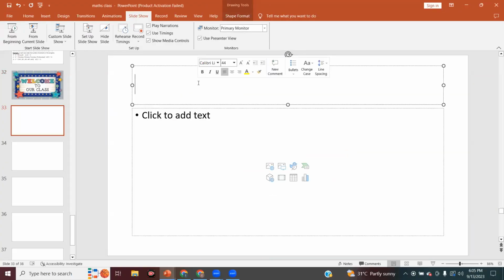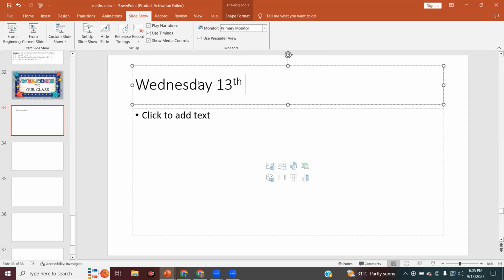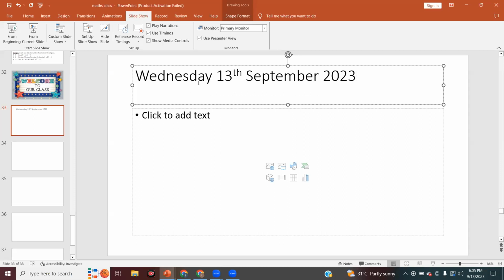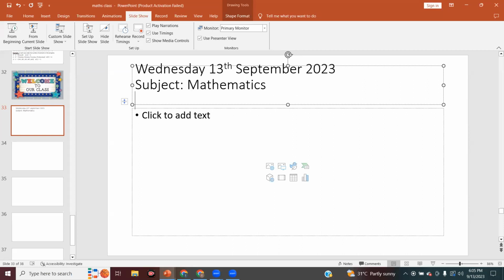Today is Wednesday, the 13th of September, 2023. The subject is, of course, mathematics, and we're still in our theme of set theory.